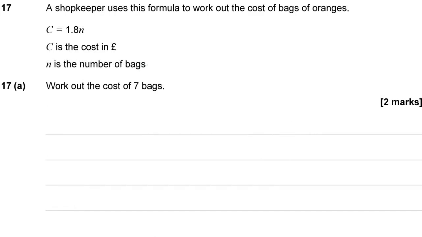Question 17. A shopkeeper uses this formula to work out the cost of bags of oranges. C equals 1.8n, where C is the cost in pounds and n is the number of bags. Work out the cost of 7 bags. So, if I'm working out the cost of 7 bags, remember that n was the number of bags, so n is equal to 7. So if n is equal to 7, then C is going to be 1.8 lots of n, which is 7. So subbing that 7 in, I can see I've got to multiply 1.8 times 7. Okay, so what is 1.8 times 7?